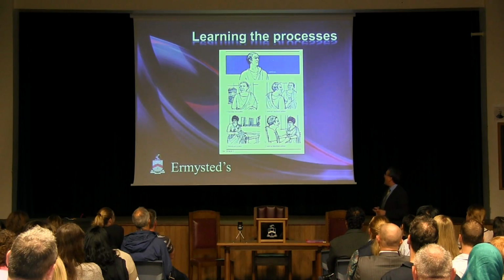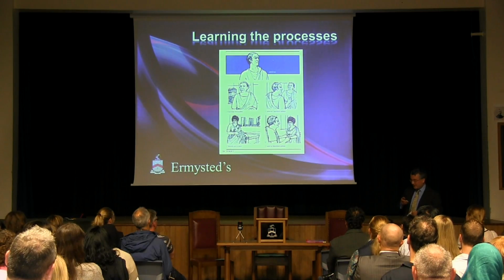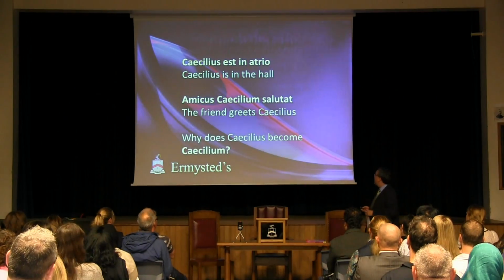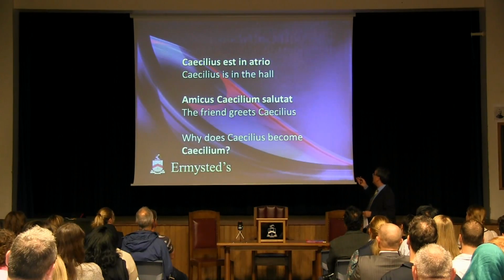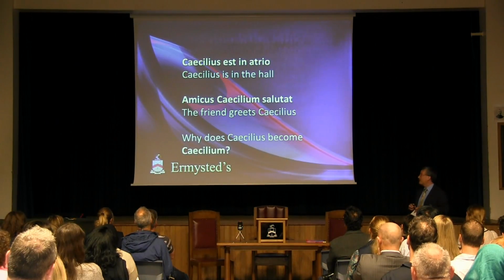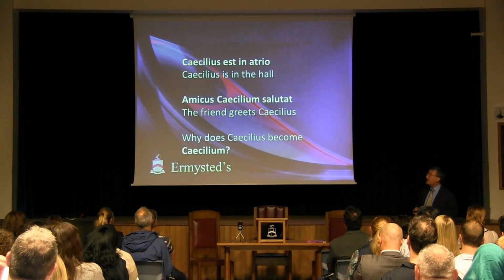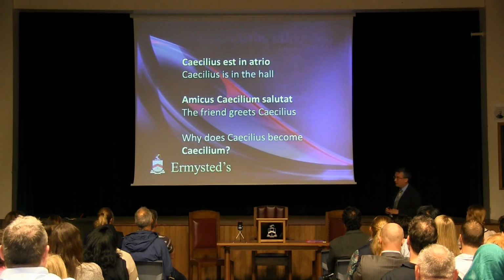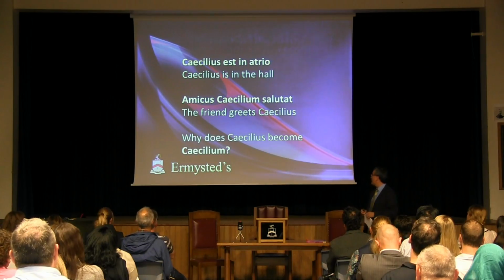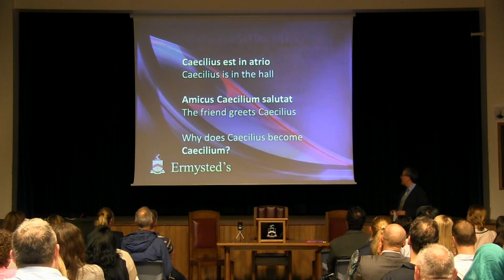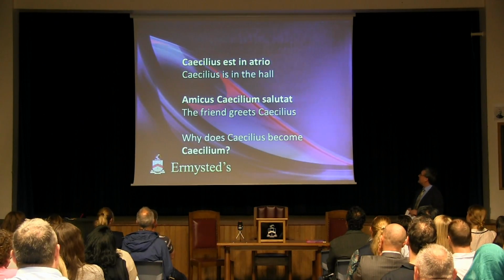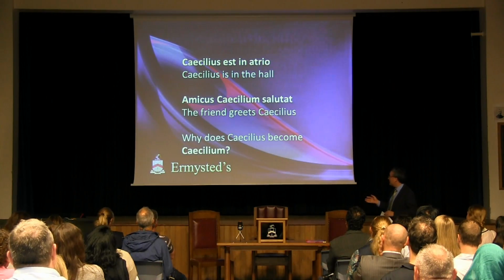The thing is, how does it work as a piece of language? I've just picked a sentence, basically. You start to get them to think about the sentence. Caecilius est in atrio, amicus Caecilium salutat. They tend to be able to understand that and to translate it. But the really significant question which brings on their understanding of the language is, why does Caecilius become Caecilium? Caecilius est in atrio, and in the second sentence, it's amicus Caecilium salutat.